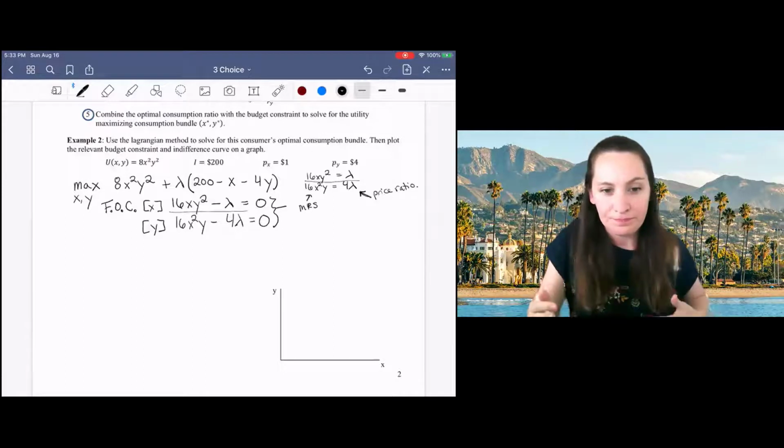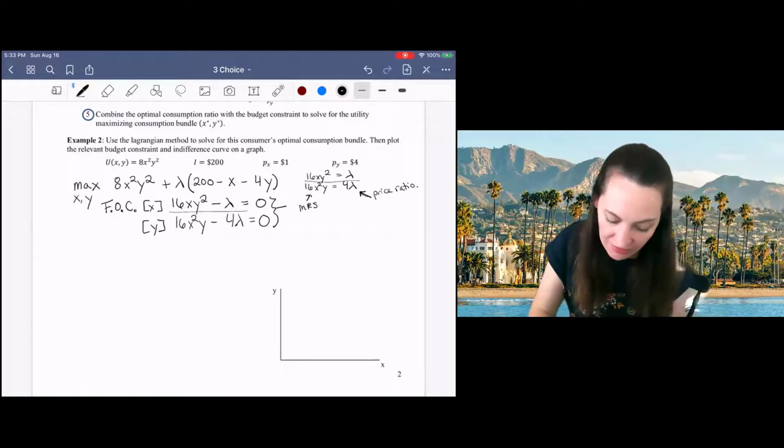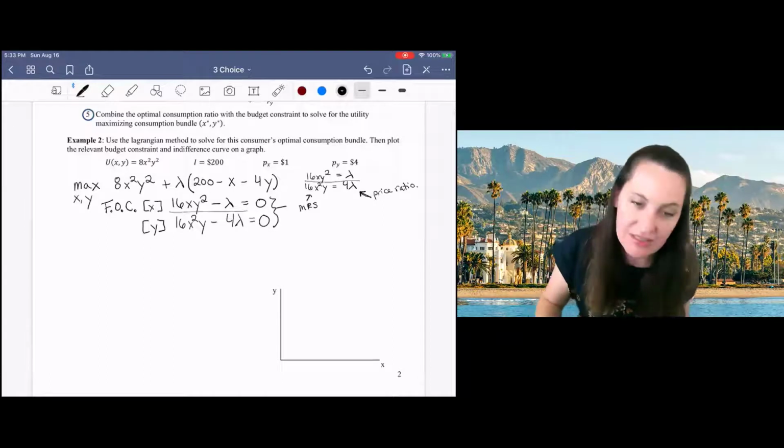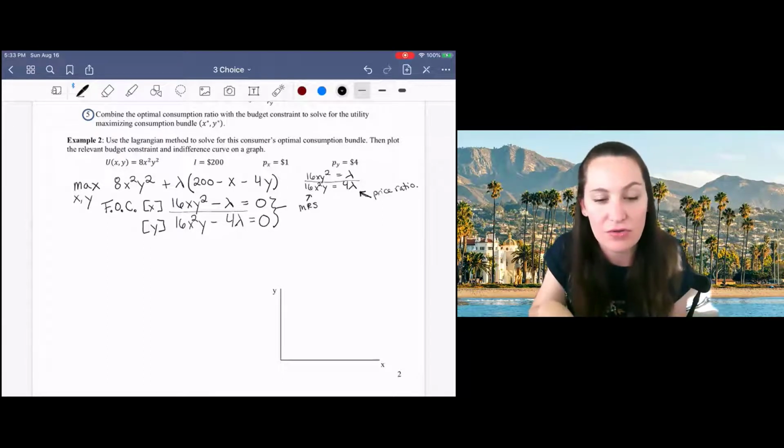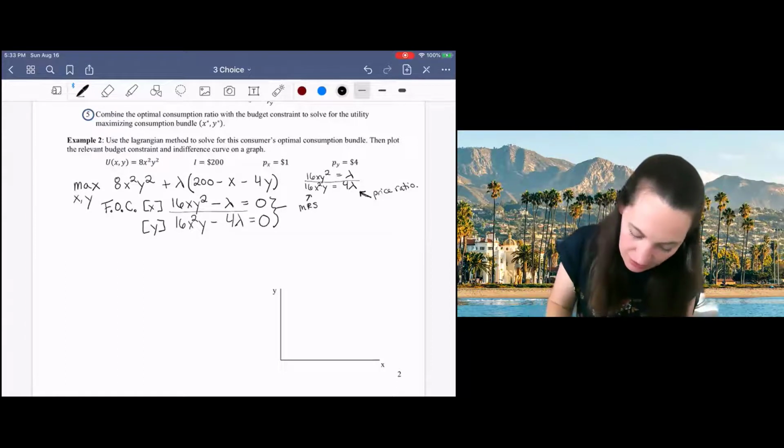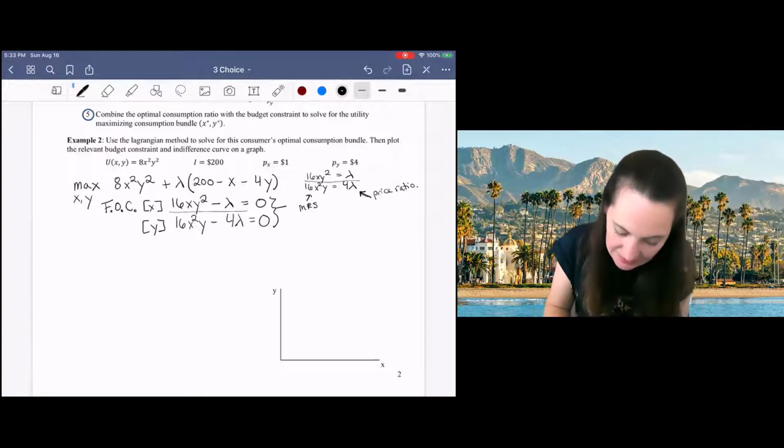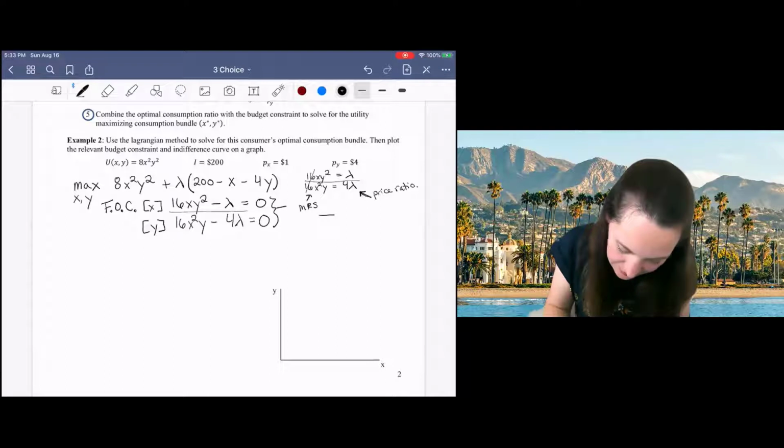Okay. All right, so simplifying this, you want to use the same kind of technique that you use to simplify your marginal rate of substitution, dividing to simplify the terms. So 16 and 16 cancel out. X divided by x squared, that's an x on the bottom, and then I've got a y on the top. The lambdas are going to cancel out, and I've got 1 over 4.